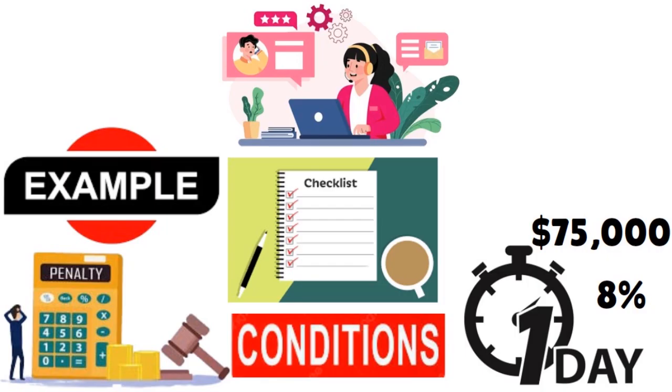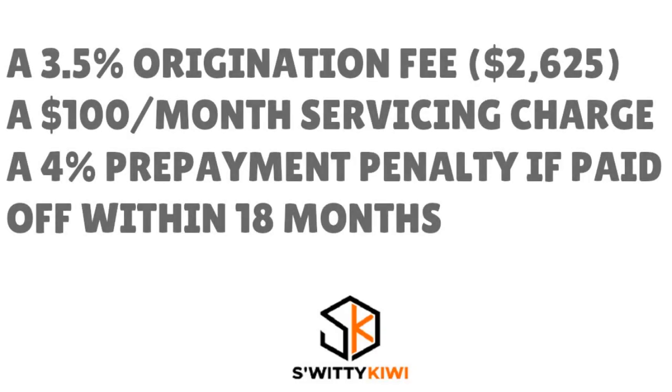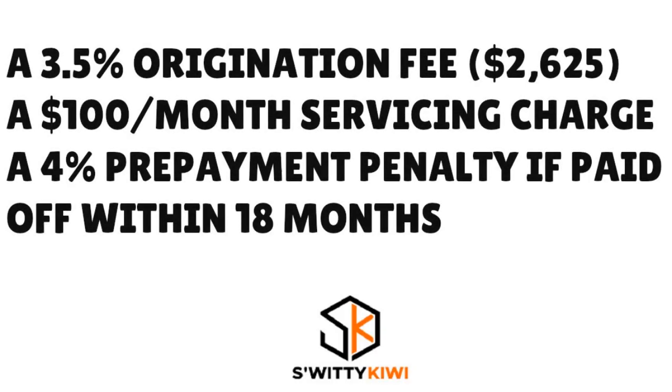Now, 8% is pretty reasonable. Anytime you have a single-digit interest rate, that's pretty reasonable, right? But after closing the deal, you may discover that you have a 3.5% origination fee, which is actually $2,625. Think about it. 3.5% of $75,000 is $2,625. That's a lot of cash.